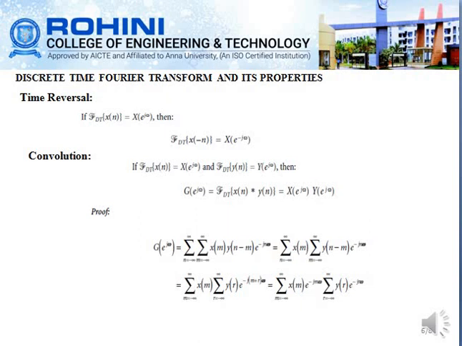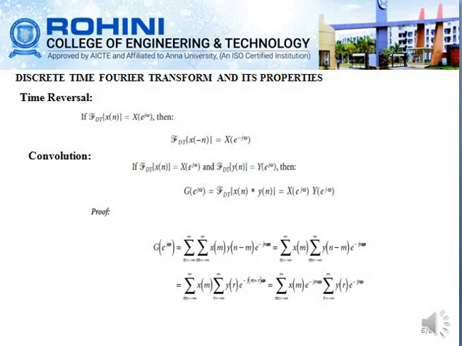Convolution: the Fourier transformation of x of n convolution y of n is X of e power j omega into Y of e power j omega. That is, G of e power j omega equals summation n equal to minus infinity to infinity and summation m equal to minus infinity to infinity x of m y of n minus m into e power minus j omega n. So split the summation: summation n equal to minus infinity to infinity x of m, and summation m equal to minus infinity to infinity y of n minus m into e power minus j omega n.